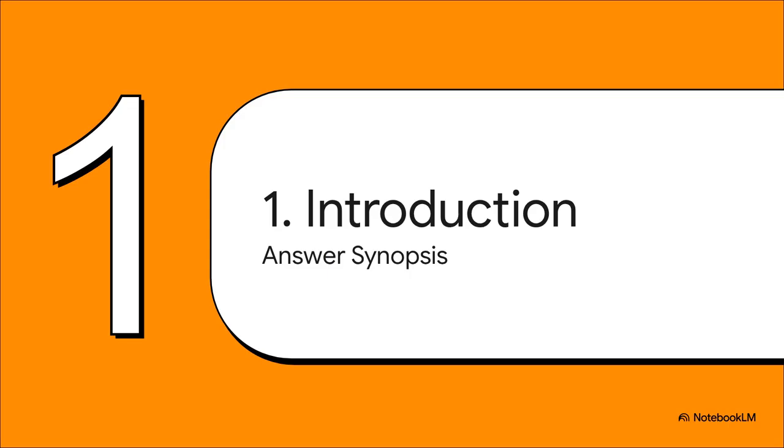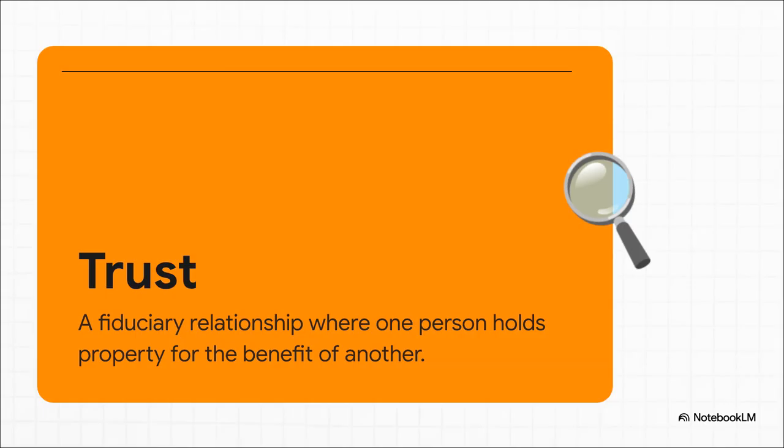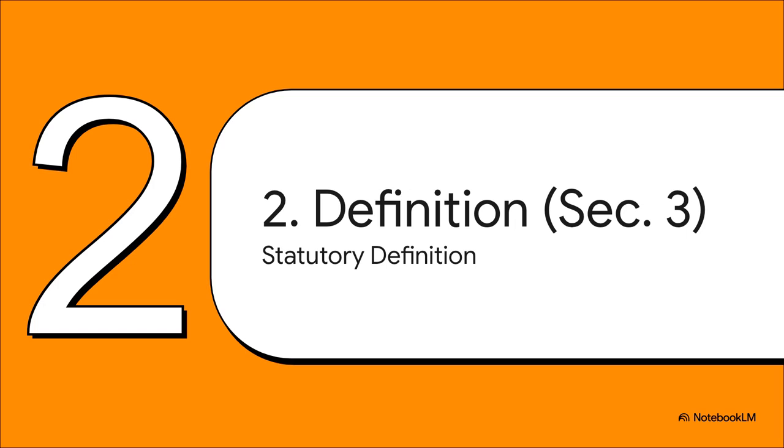1. Introduction. Go ahead and underline this twice in your exam script. A trust is a fiduciary relationship where one person holds property for the benefit of another. It is governed by the Indian Trusts Act 1882. Now, don't just write that a trust is a relationship. You've got to deliberately emphasize this foundational statute. Every single competent law student must cite the Indian Trusts Act 1882 right at the beginning to anchor their answer in statutory law.